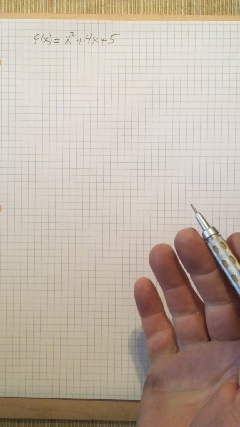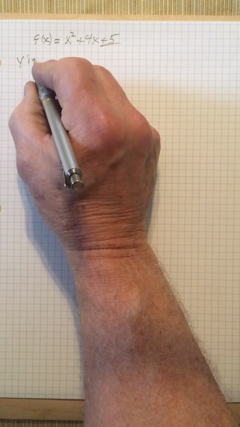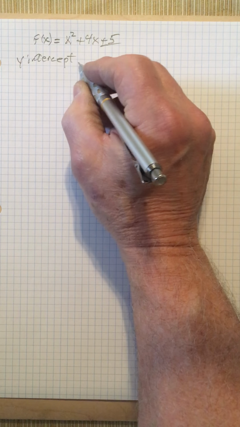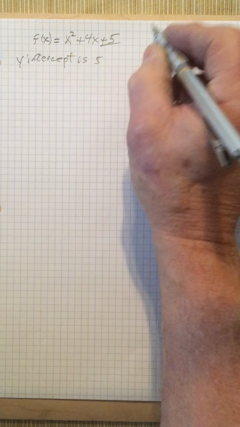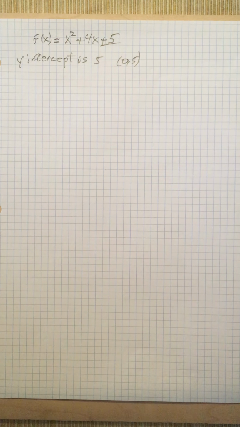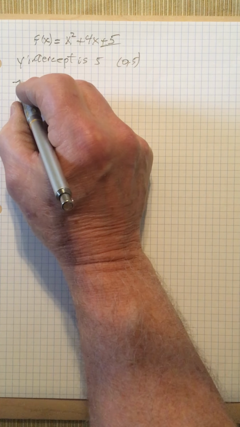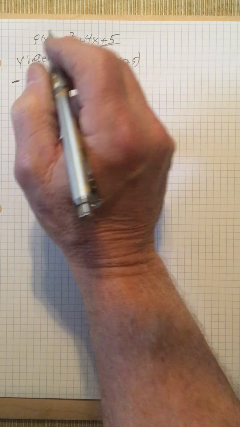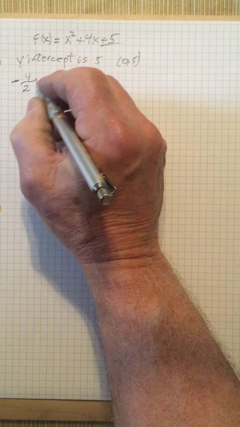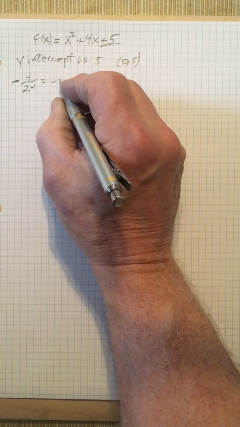Again, what is the y-intercept? It's c. So the y-intercept is 5, or the point x equals 0, y equals 5, if you want to think of it that way. What is the vertex? Again, start with minus b over 2a. So b is 4, so that's minus 4 over 2 times a, which is 1. So that's just going to be equal to minus 2.